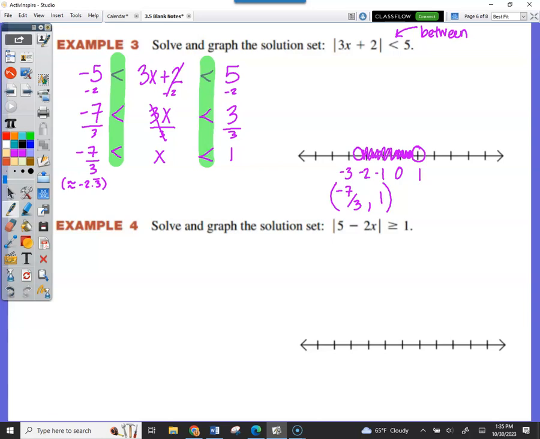We have 3 slides left. Okay, let's do the next one. 5 minus 2x is greater than or equal to 1. Greater than means great outdoors.